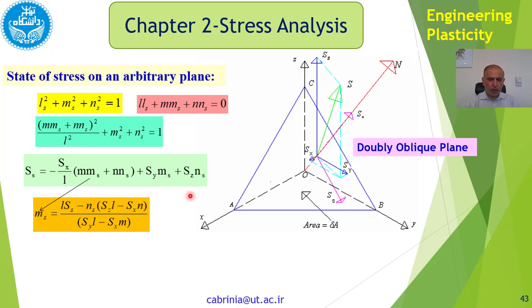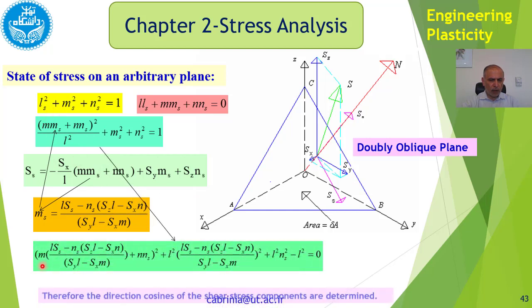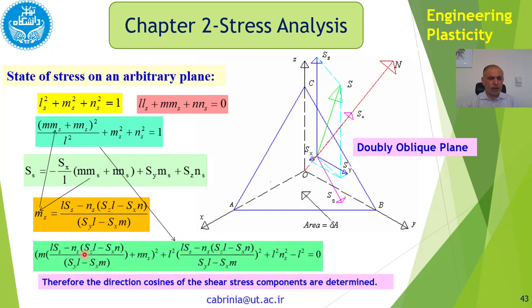Therefore, if I substitute there for Ms, I get this relationship, and you can see that here I don't have any Ls or Ms. I just have Ns only. L, M, N I have, but I have only Ns. So I'm left with Ns, and therefore the direction cosines for the shear component are determined. Why? Because I can get Ns from this equation and put it here to get Ms and put it here to get Ls. That means that I have found the direction cosines of the shear stress component.